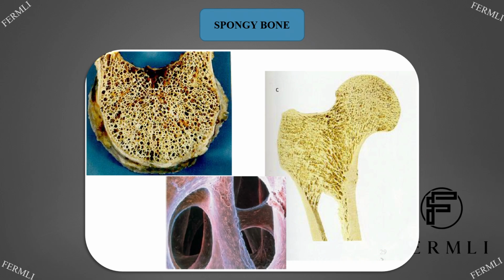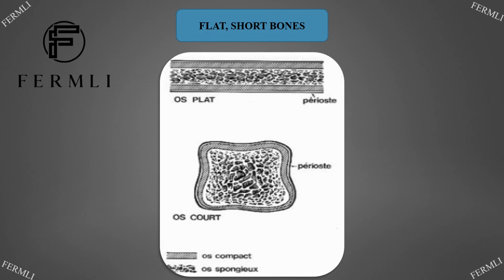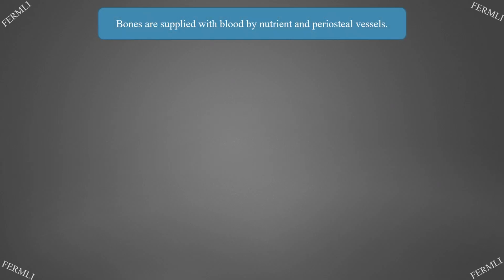Spongy bone. Flat, short bones. Blood supply to the bones. Bones are supplied with blood by nutrient and periosteal vessels.